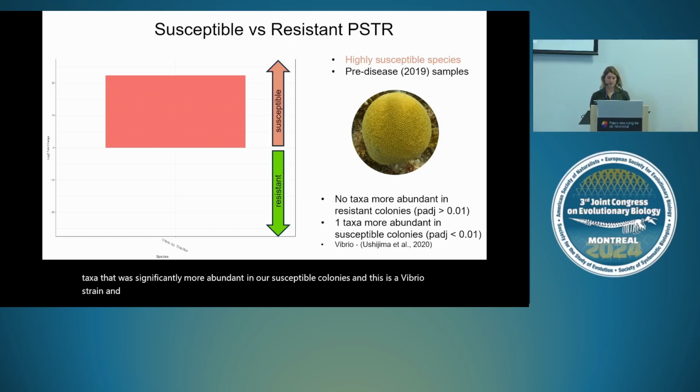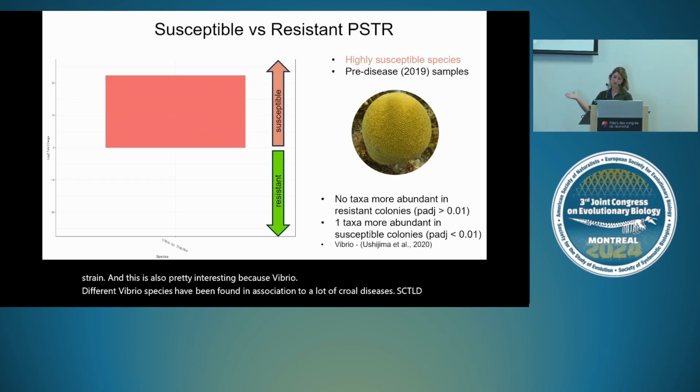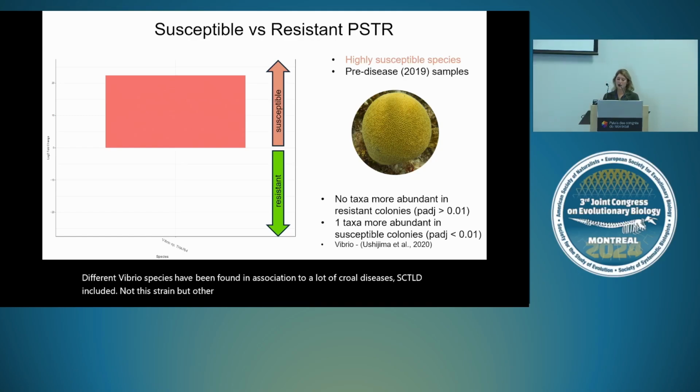And this is also pretty interesting because different Vibrio species have been found in association to a lot of coral diseases, SCTLD included, not this strain, but other Vibrios. And they're kind of known as opportunistic pathogens, so it could be that these Vibrios are commensally occurring in the Pister microbiomes, and then as soon as they get stressed or get that initial pathogen infection, they're acting as opportunistic pathogens and exacerbating the disease.